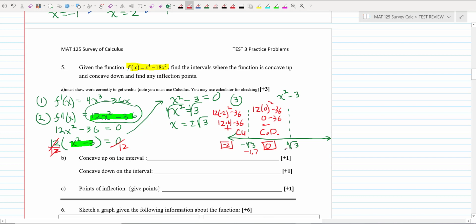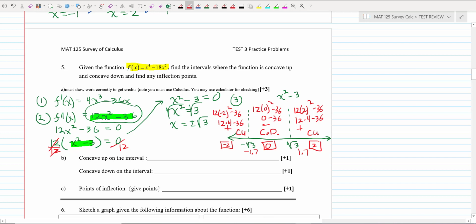Okay, and then lastly, pick a test point bigger than square root of 3. Square root of 3 is about 1.7. If you don't know that, just get your calculator. Put a 2 in. So now we'll have 12 times 2 squared minus 36. So that's 12 times 4 minus 36. That's a positive number. So we're back to concave up.